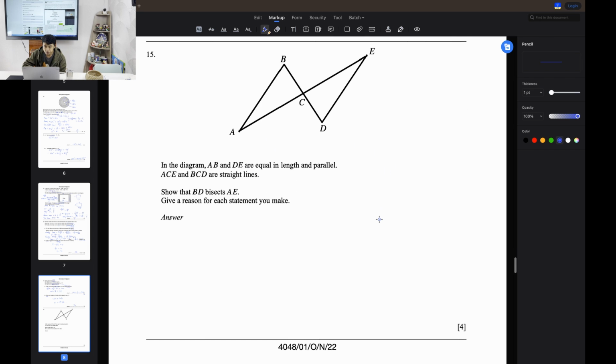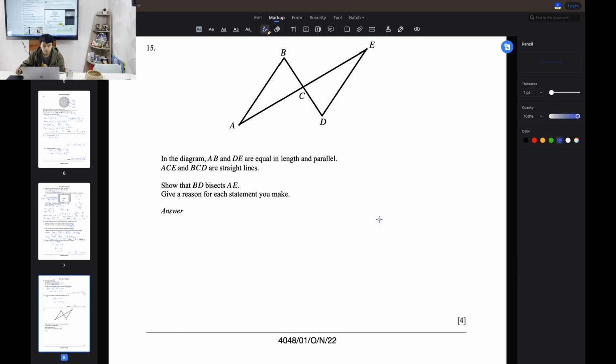Alright, question 15. In the diagram, AB and DE are equal. So first of all, they are equal and they are parallel. Good. And ACE and BCD are straight lines. Okay, cool. I can see from that.